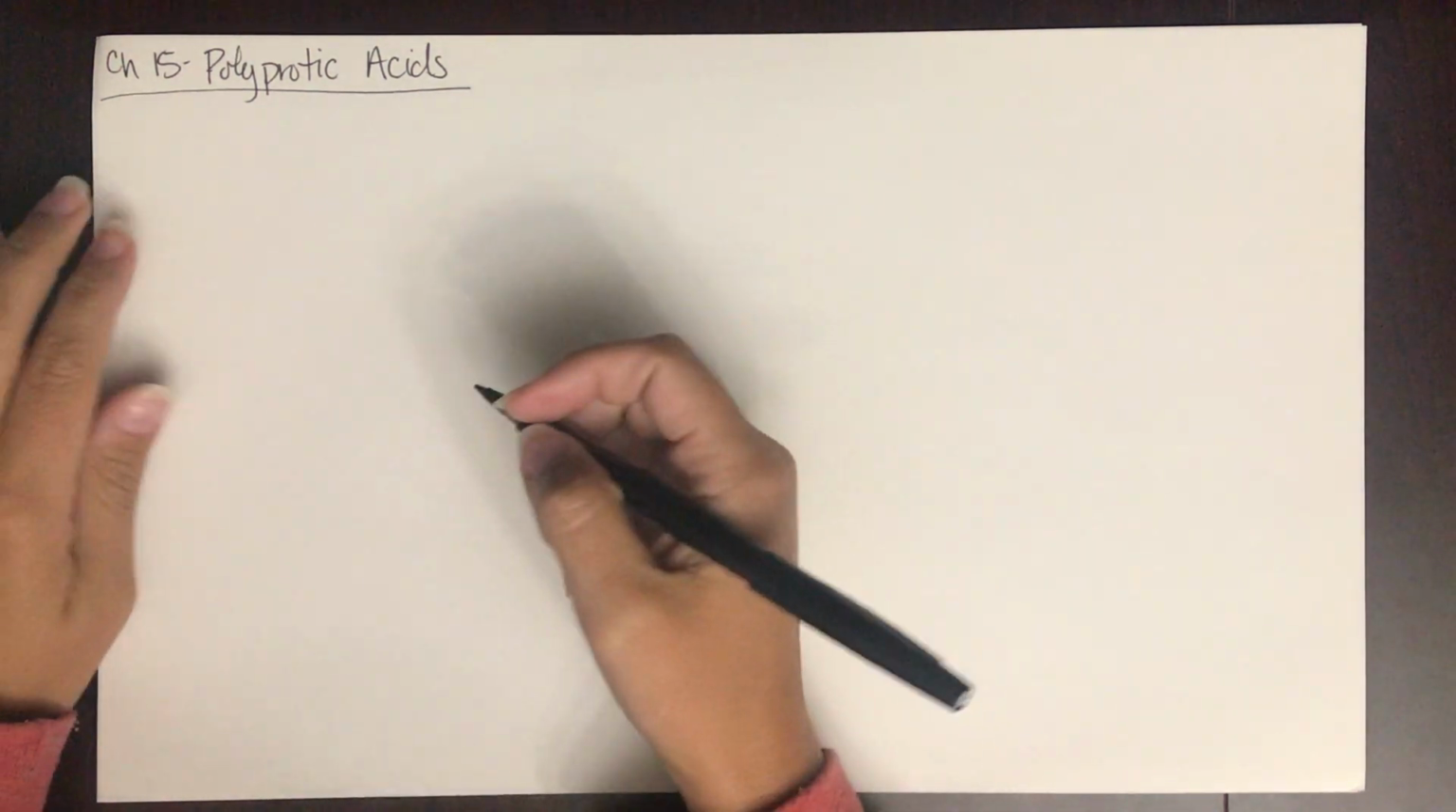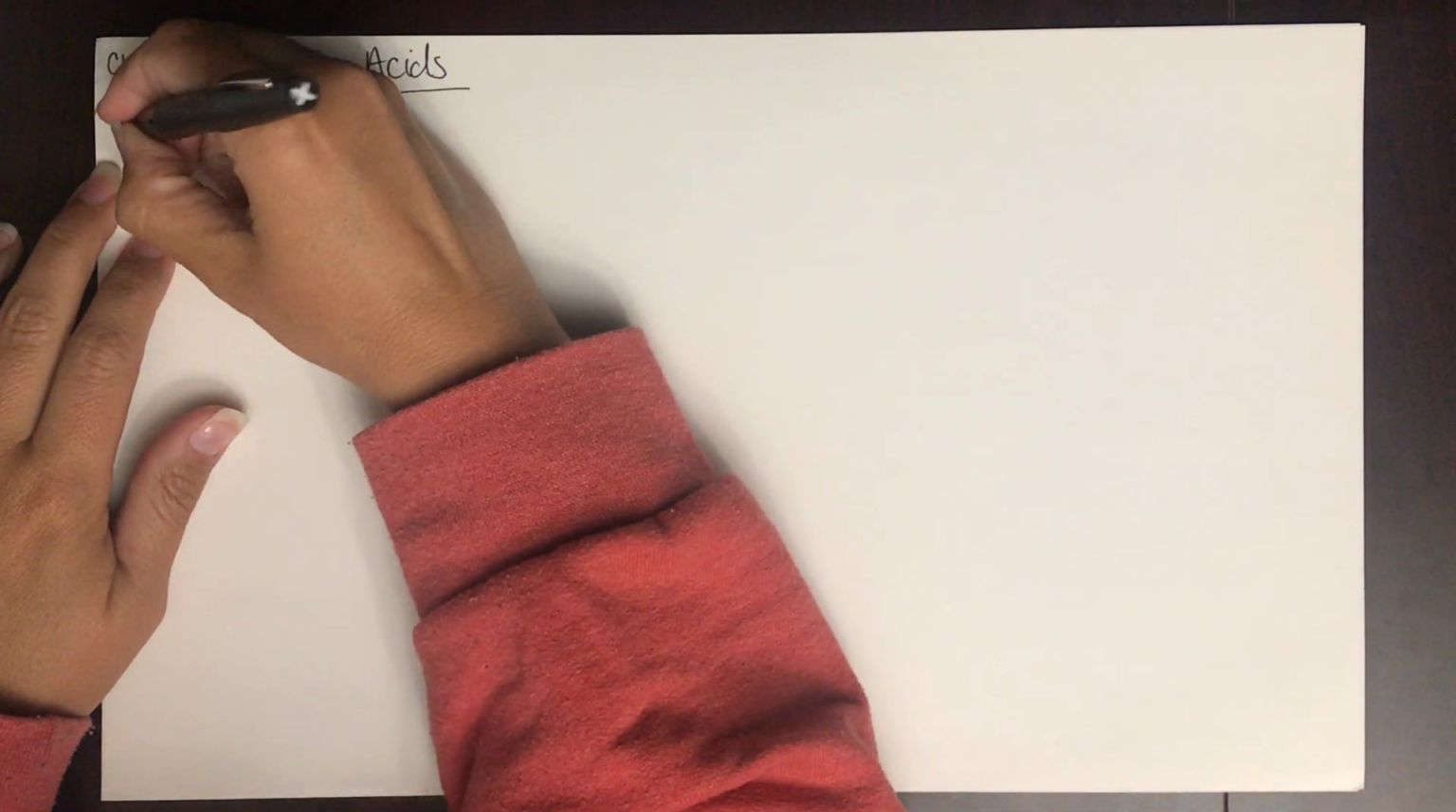Okay, let's talk about polyprotic acids. A polyprotic acid: poly means more than one, protic means proton. It is an acid that has more than one acidic proton.